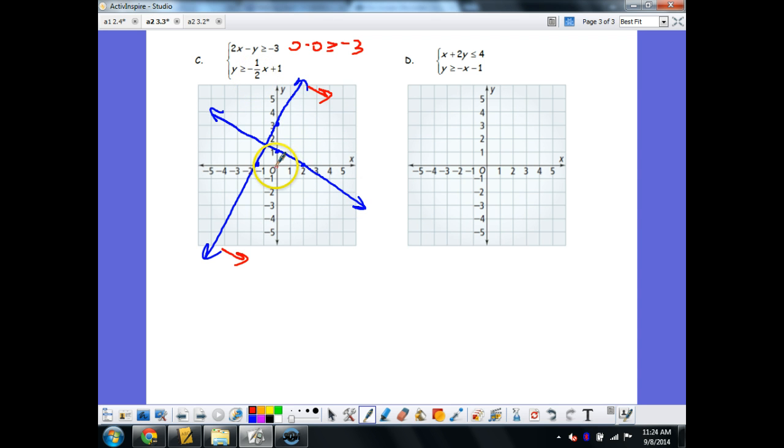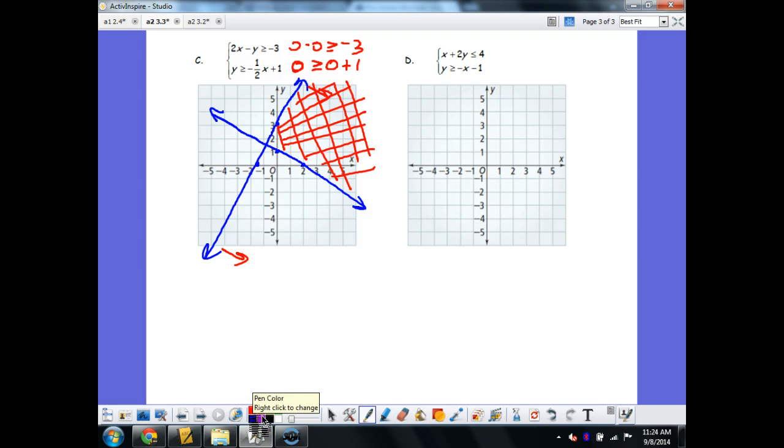So, plugging in the point 0, 0: is 0 greater than or equal to negative 1/2 times 0 plus 1? The answer is no. 0, 0 makes the second one false. So we will shade the opposite side of that line, which ends us up in that little area.